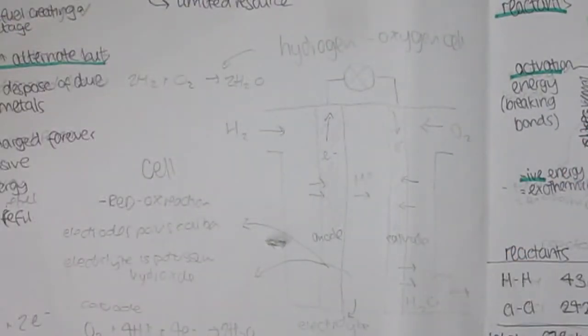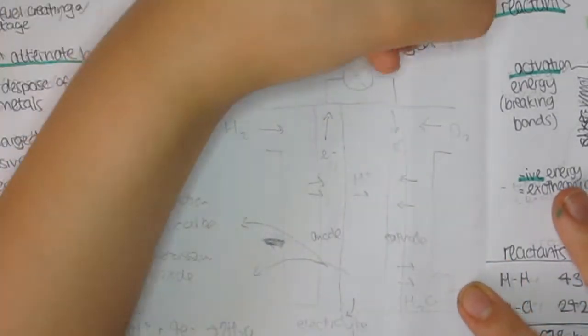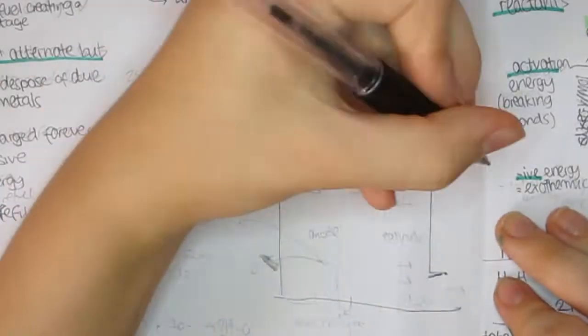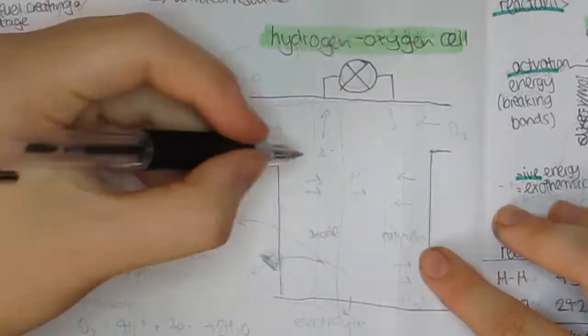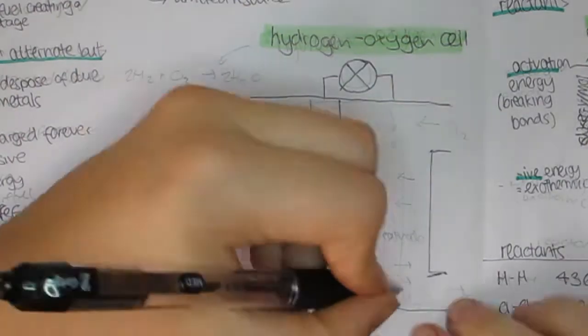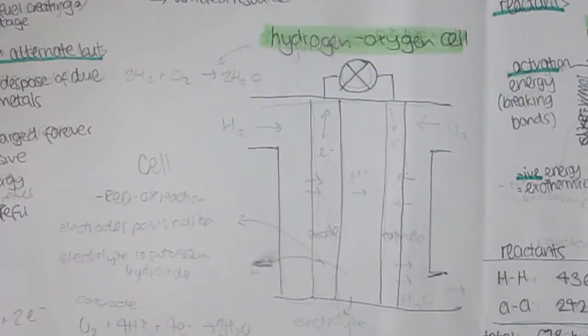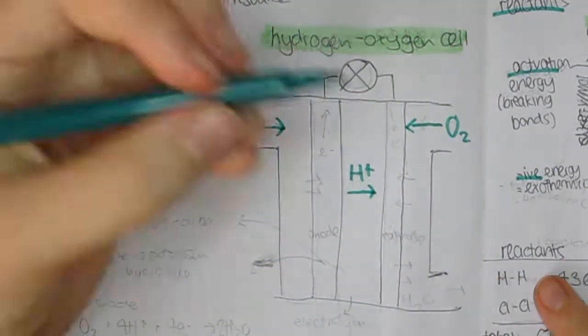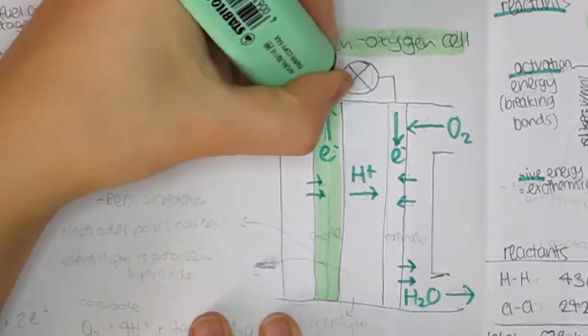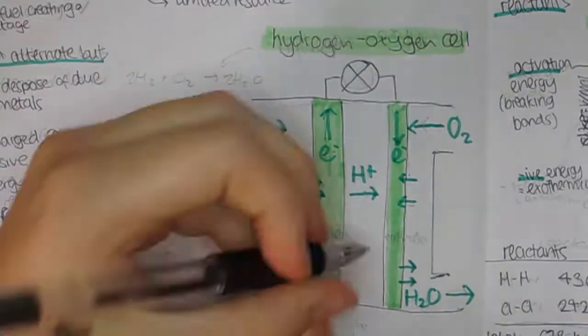Hydrogen-oxygen fuel cells involve a redox reaction. Inside the cell, the electrodes are porous carbon plus a catalyst, and the electrolyte is potassium hydroxide. Hydrogen goes into the anode compartment, and oxygen goes into the cathode compartment. At the anode, hydrogen is oxidized: H2 makes 2H+ plus 2e-.